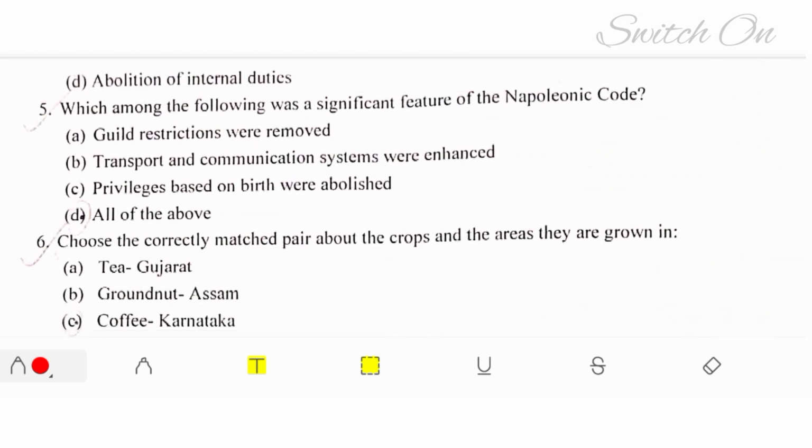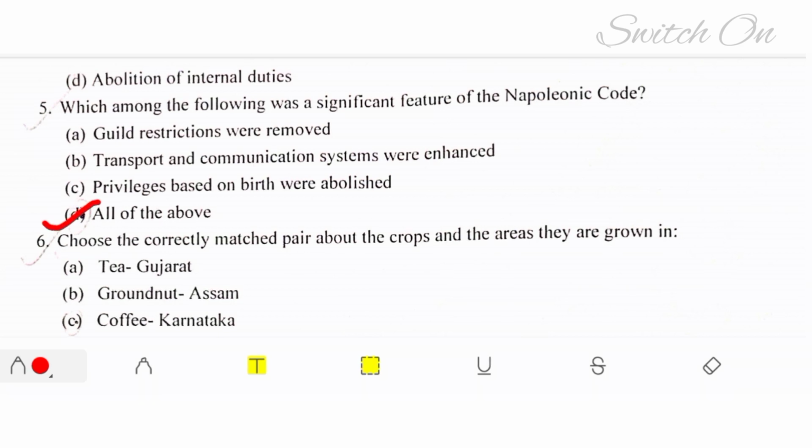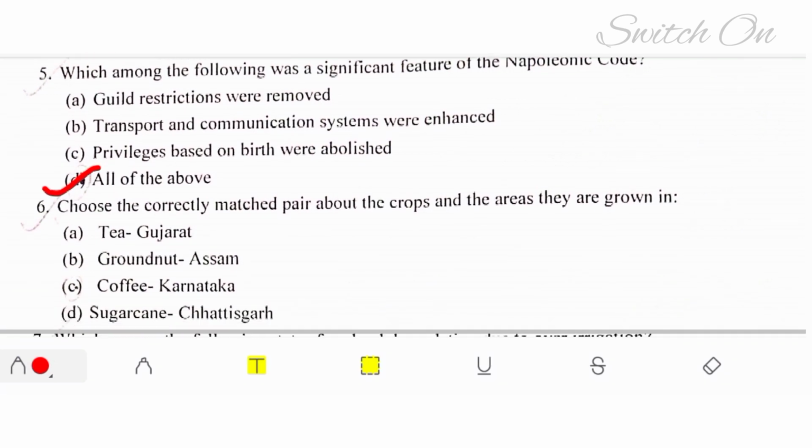Question 5. Which among the following was a significant feature of the Napoleonic Code? Guild restrictions were removed, transport and communication were enhanced, privileges based on birth were abolished. So, all of the above is the correct answer.